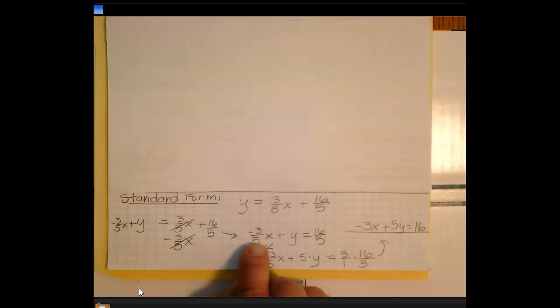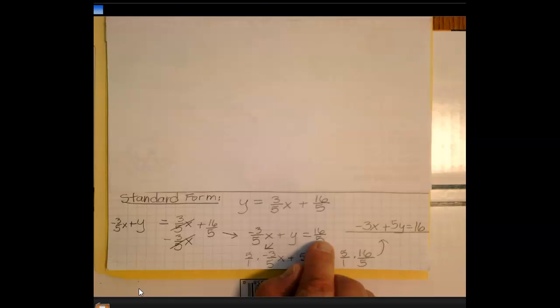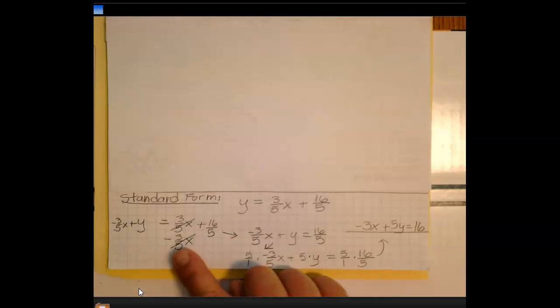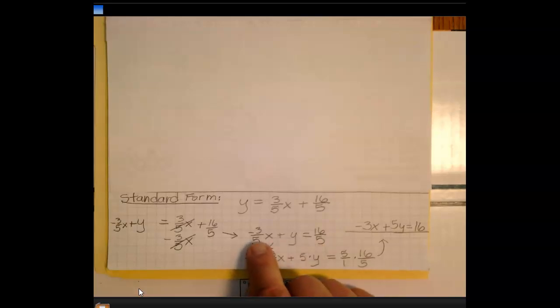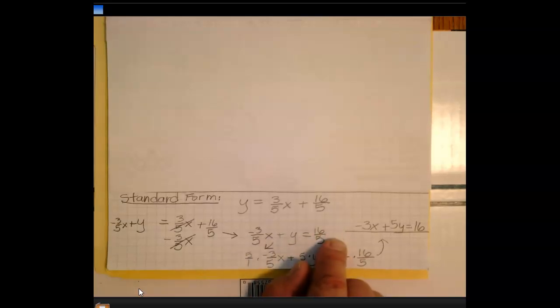So here you can see that I wrote this equation, my new equation, after I moved the x term. I've got my x and my y on the same side, but I have one more problem. In standard form, you are not allowed to have any fractions. You must have integer coefficients. So therefore, we need to clear these fractions.